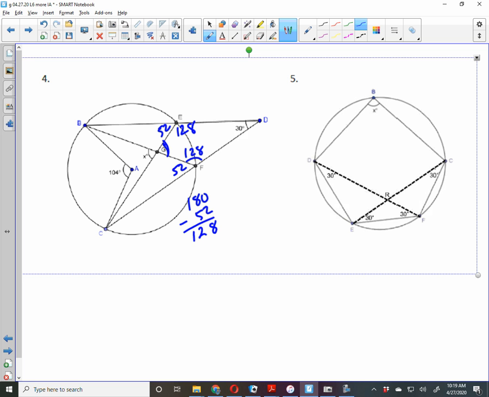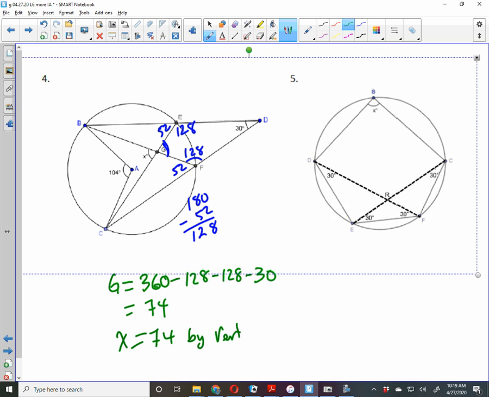And there we go again. I've got a quadrilateral. I know that the angles of a quadrilateral add up to 360, right? So G is going to equal 360 minus 128 minus 128 minus 30. And if all goes well, G is equal to 74, which means X is equal to 74 by vertical angles. That's pretty cool.